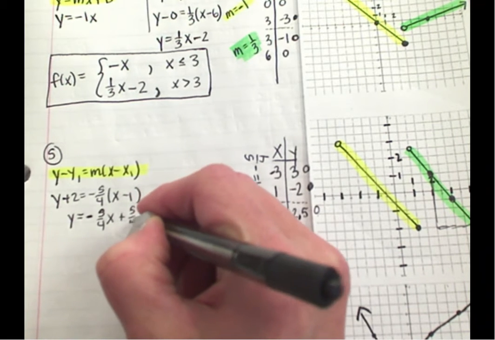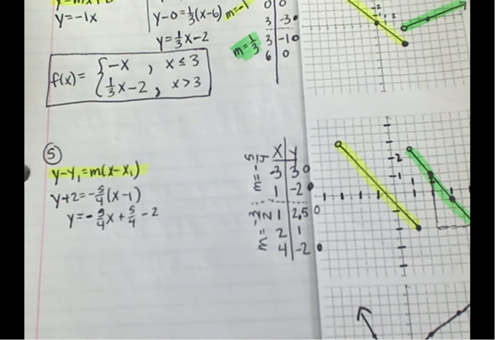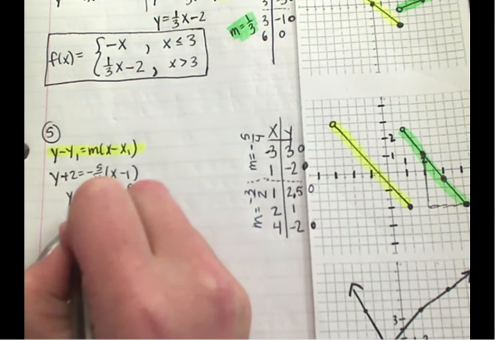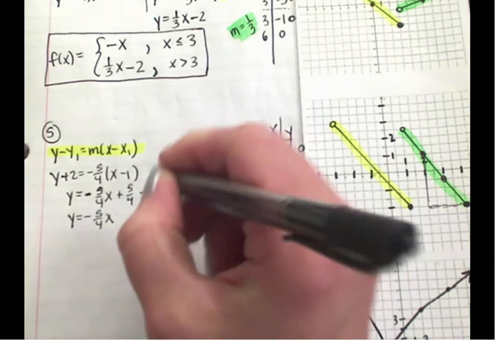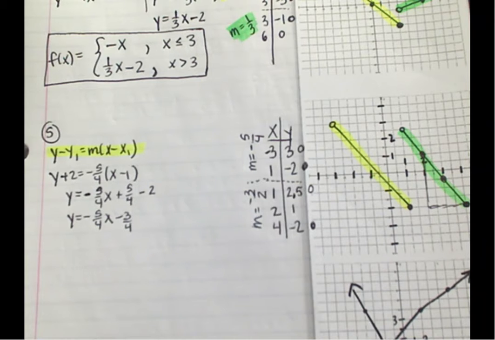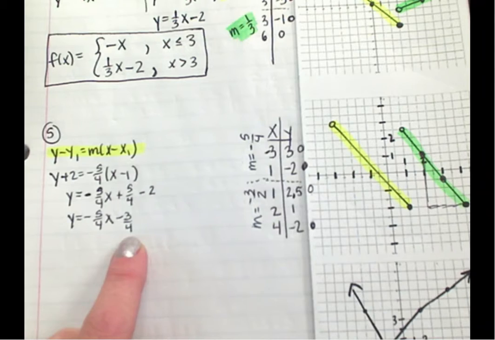Now, for good measure and for practice, I am going to add up my fractions. I distributed and then I subtracted my 2. Yeah, that looks about right. It should match your graph, guys. This is also a check on your graph. Does it look like your y-intercept is -3/4? It does.